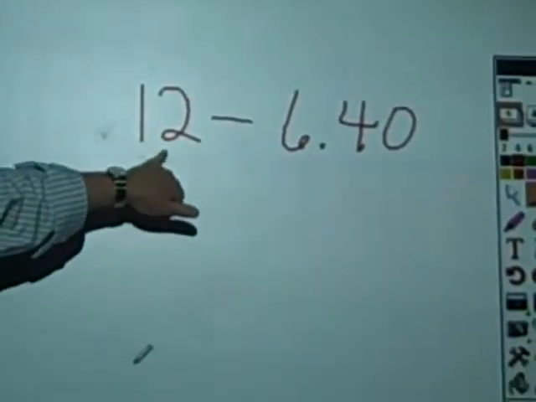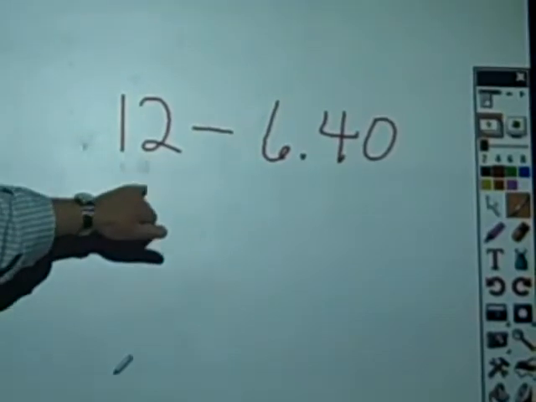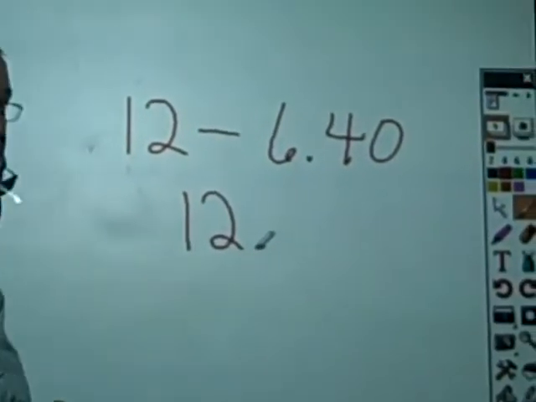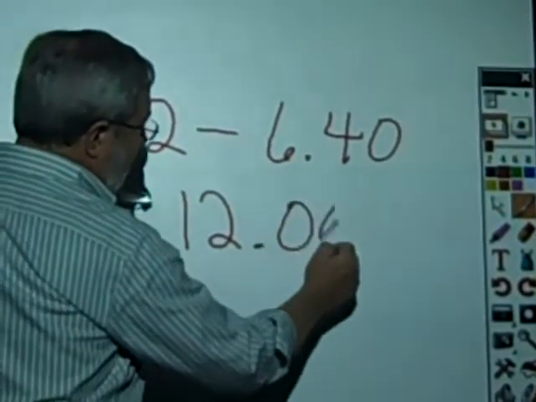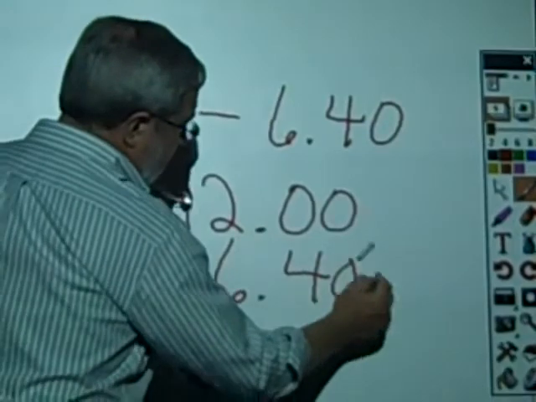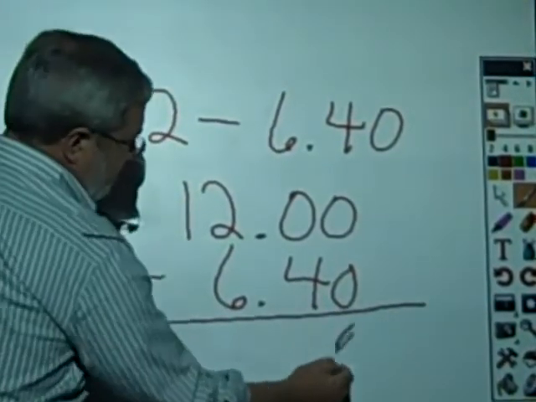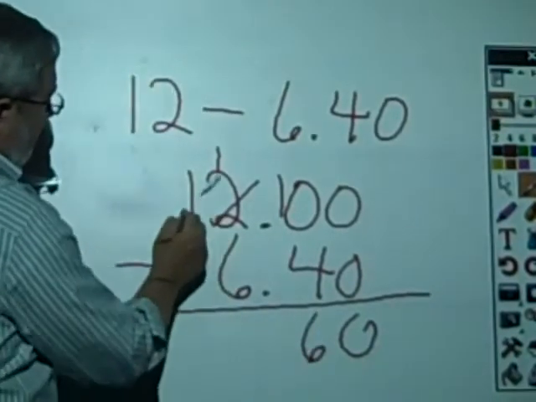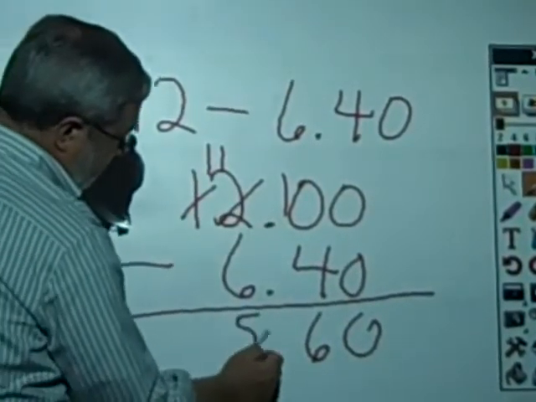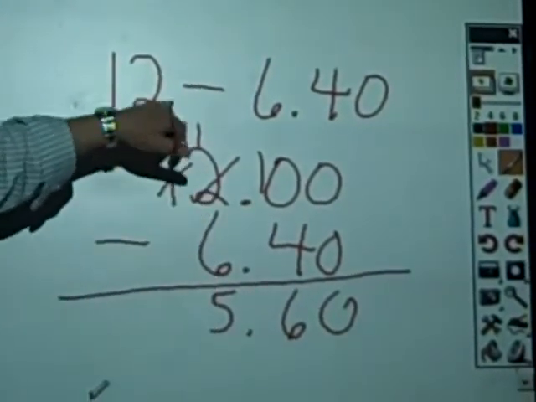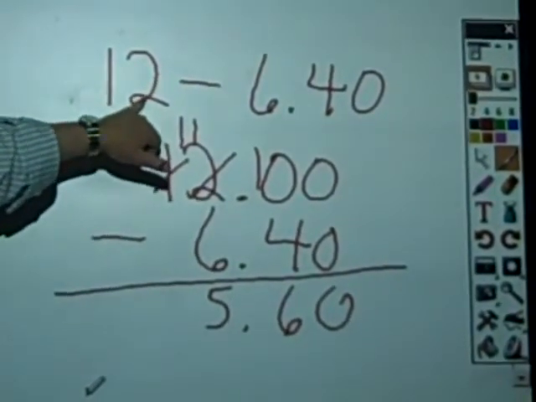12 is a whole number, but to write it as a decimal, what do I have to do? I need to go in, put my decimal here, put my 2 zeros behind it, then write this underneath it where it looks like this. Alright, so I'm going to borrow from this, move this over, I have to borrow again, run that down, and then that turns into 5.60.